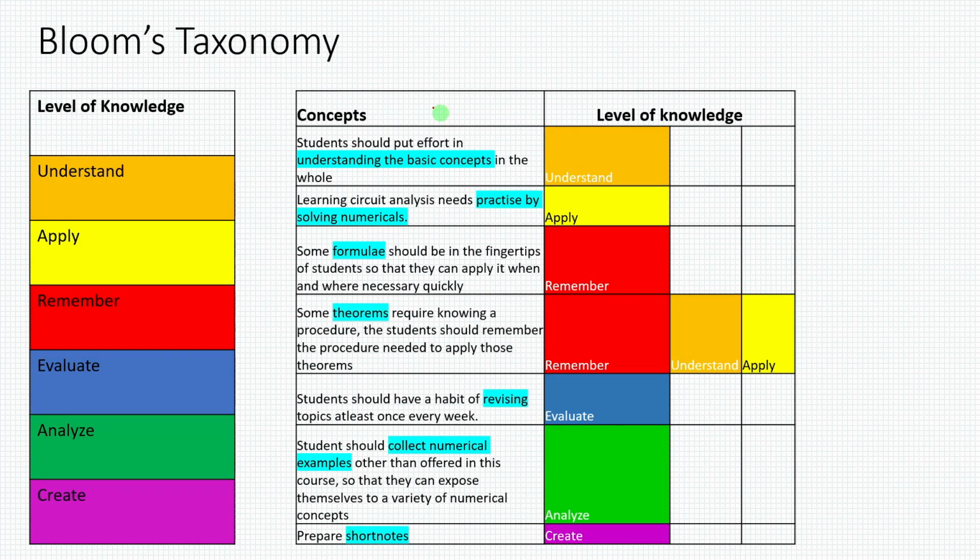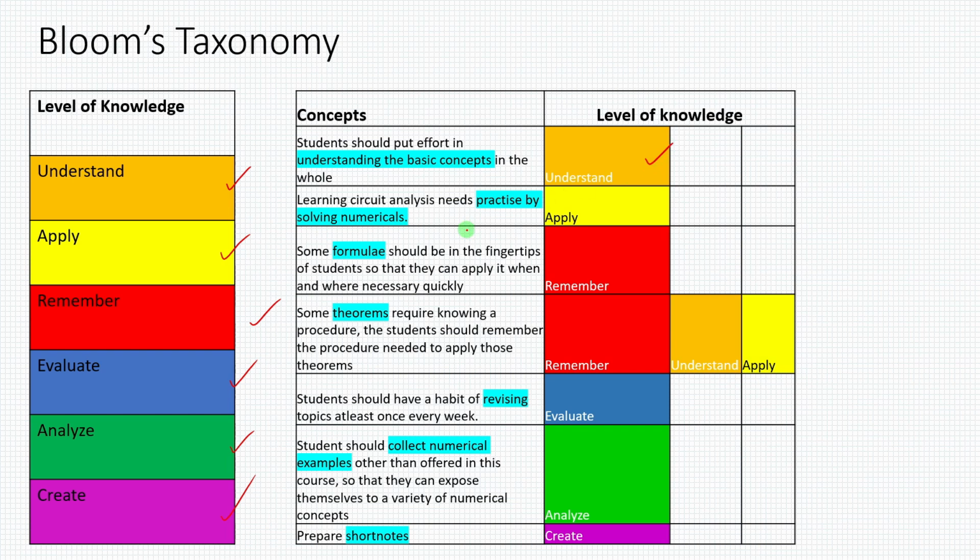Now, this is basically a Bloom's taxonomy chart which I have prepared, which gives you what level of knowledge you need for certain concepts. The Bloom's taxonomy defines the level of knowledge for different concepts. There is the understanding level, application level, remembering level, evaluating, analyzing, and creating. Now, for basic concepts, you should understand the concept. All basic concepts you should be able to understand properly.